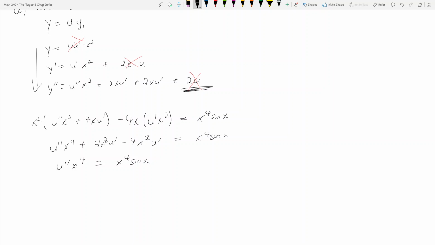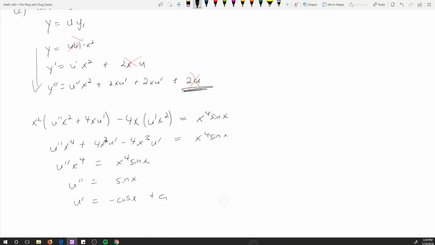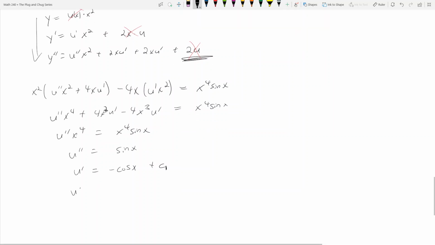And now what? So now you got to solve for what u is. So now you got u double prime is equal to sine x. And this actually isn't bad because now we just start integrating upwards. And so u prime is equal to the integral of both sides. So it's equal to negative cosine x plus some constant c1. All right. We're taking the integral, so this is not u double prime, but u prime. Okay, so now we integrate again. We integrate u prime, and we get negative sine x plus c1x plus another constant, c2. All right, and now we have u.